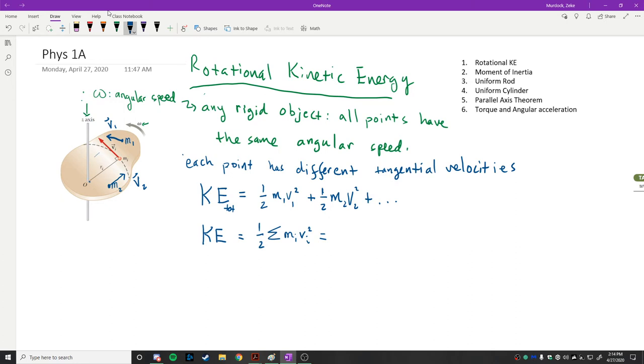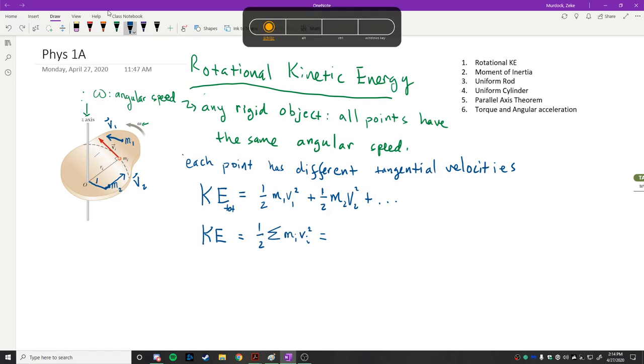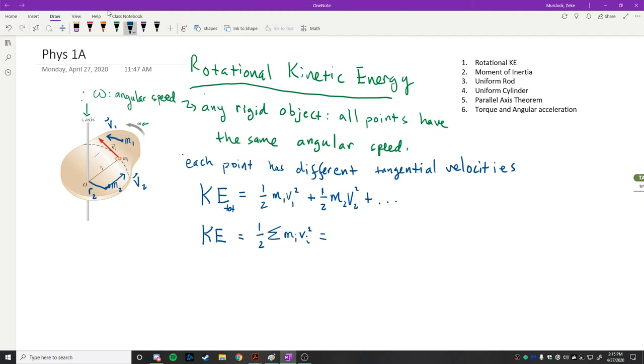So now, if I actually draw out the distance to each of my points right here, and I label this one R2, I draw a line out to this one, and we call that one R1. Then we can put down this relationship. V1 is going to be equal to R1 multiplied by omega, and V2 is going to be equal to R2 multiplied by omega. Or in general, what I have then is 1/2 sum over, now I replace the V here with these expressions, so it's going to be the sum over m_i, and instead of writing v_i, I can now write R sub i times omega, and then that's squared.